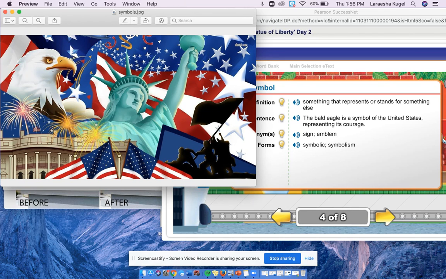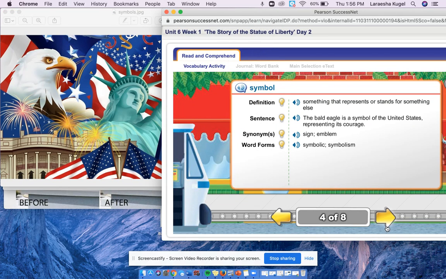And you'll see here we have many American symbols, our eagle, the White House, our flag, the Statue of Liberty, fireworks for the 4th of July, stars, this statue of the soldiers holding up the American flag or picking back up the American flag. So those are all symbols of our country.